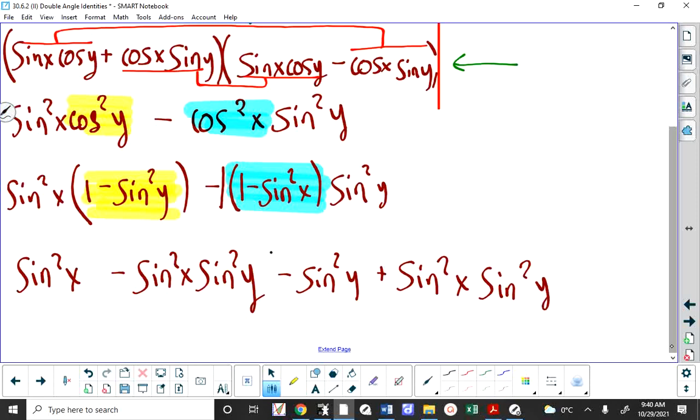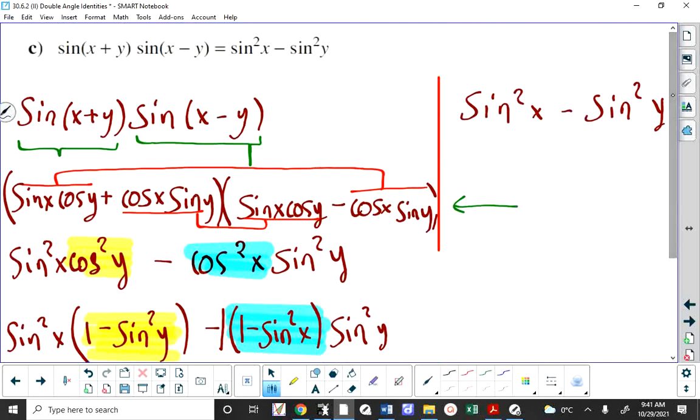And it's not that they're really canceling, it's a difference, and I don't like to use the word canceling for difference, but negative sine squared x sine squared y and positive sine squared x sine squared y are 0, and I'm left with sine squared x minus sine squared y, which I hope was what we were trying to do. Good? Yes, Jason? Question 3? Okay.